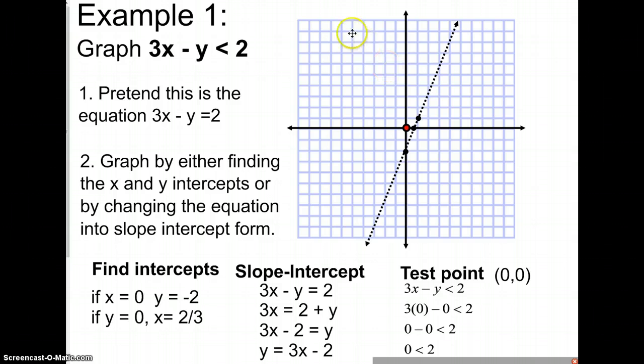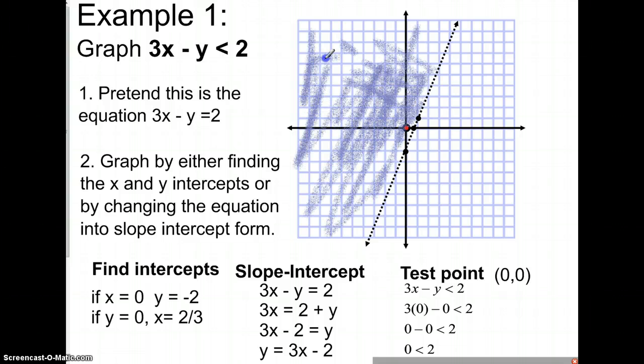In this case, I'm going to have to do some shading. Since 0 is a solution, I'm going to shade everything to that side, including the 0. So I'm going to shade everything on this side. I don't know how picky your teacher will be about how much shading you do, but you want it to be pretty well shaded in, I think. Doesn't have to be perfect.